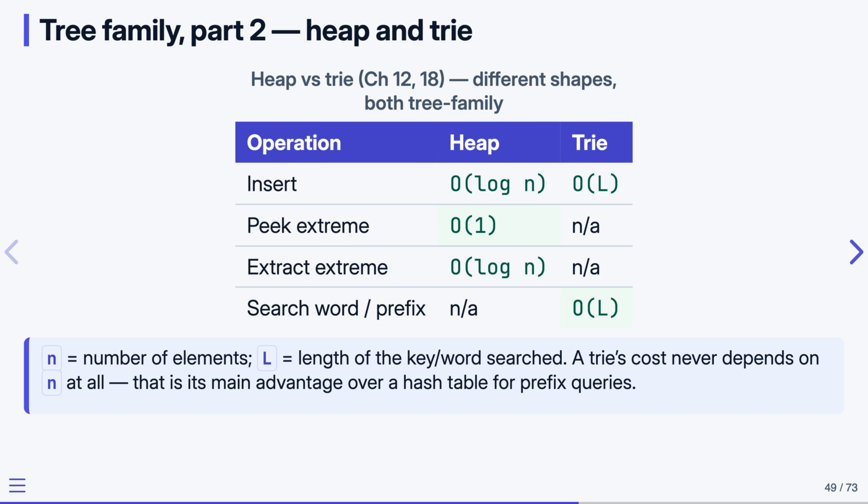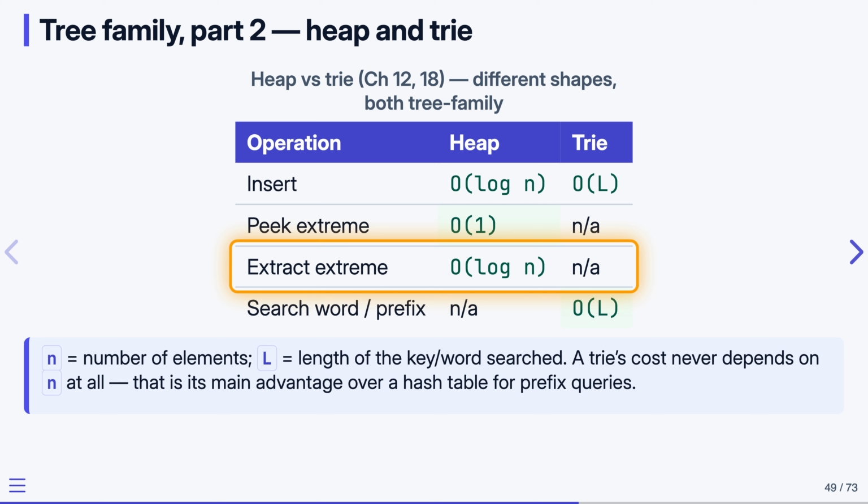The tree family part 2, heap and trie. Both are tree-shaped, but they answer very different questions. Inserting into a heap is big O of log n. Inserting a word into a trie is big O of L, the length of that word. A heap peeks its largest or smallest in big O of 1. A trie has no extreme to peek, so that entry does not apply.